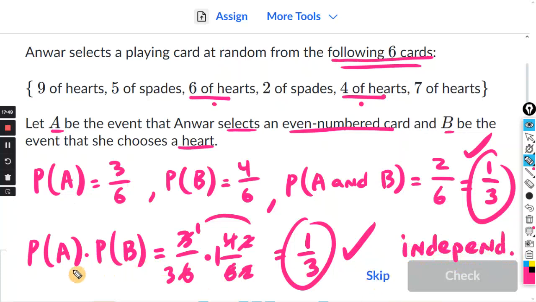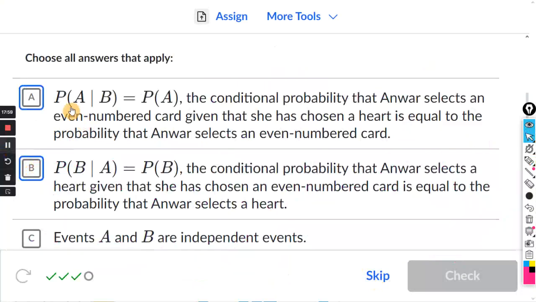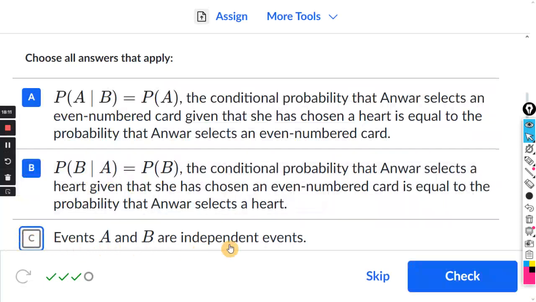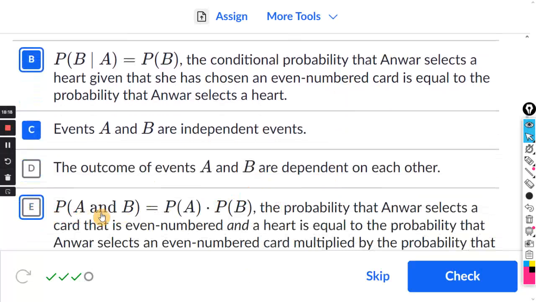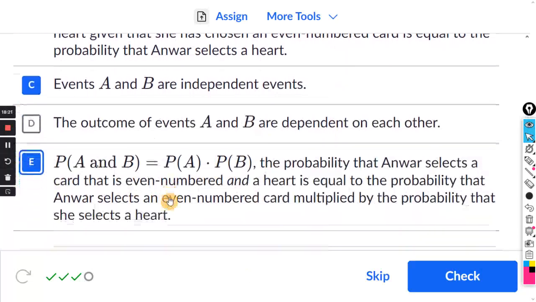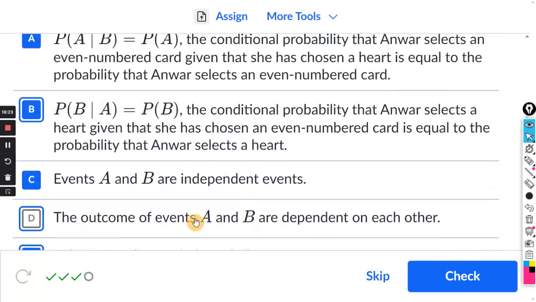If P of A times P of B equals P of A and B, they are independent. So we said at the beginning, if they're independent, A given B equals A because the given B does nothing. And B given A equals B because the given A does nothing. And we just ran the test to say that they were independent. D says they're dependent. That's not true. E, we just did that test and we found that to be true. So it's all the answers except for D.